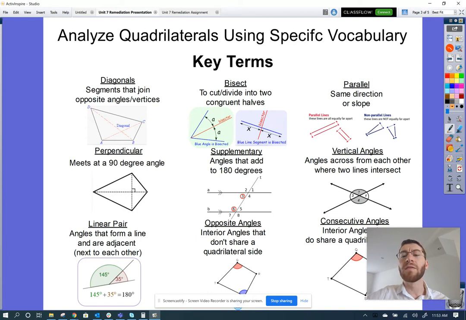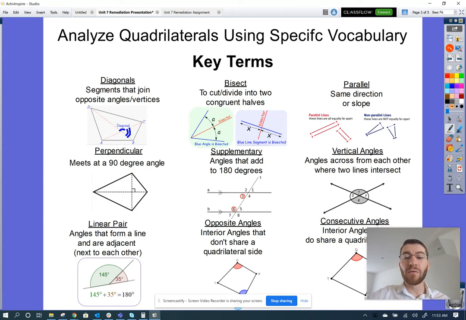We have parallel, and those are lines that are in the same direction, same slope. So these are examples of parallel lines, and these are non-examples. These lines are not quite parallel. Perpendicular means two lines that meet at a 90-degree angle. So these diagonals for this kite are perpendicular. They make a 90-degree angle. However, you'll notice that for this generic random quadrilateral, this angle right here is not quite 90 degrees. That's an obtuse angle. And then this angle right here is an acute angle. Okay, so those are not perpendicular.